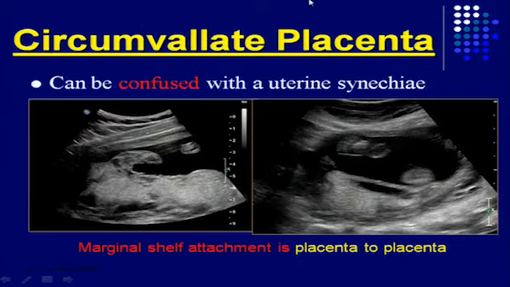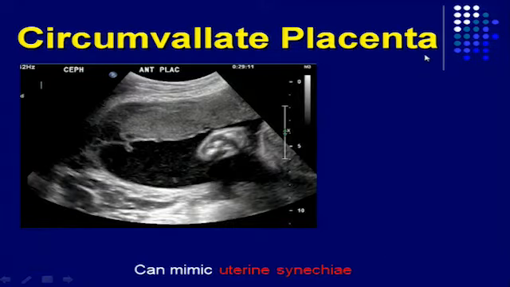The circumvallate placenta, though, is the one that can be confused with a uterine synechia. So you want to make sure you look at this, because a marginal shelf with a circumvallate placenta looks like a uterine synechia, but it's attached placenta to placenta. So that's a rolled edge of the placenta, and then when you turn 90 degrees, you can see where it's attached. So it's a marginal shelf associated with a circumvallate placenta, not a uterine synechia. So it's just this little mismatch here.